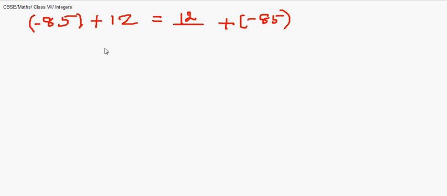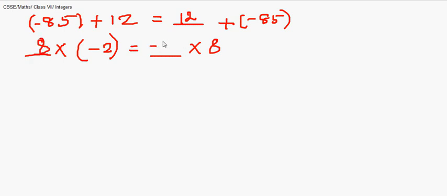Let's take another example. Dash multiplied to minus 2 is equal to dash multiplied to 8. This is again the closure property. Under closure property of integers for multiplication, that holds true. So here it will be 8 and this will be minus 2.